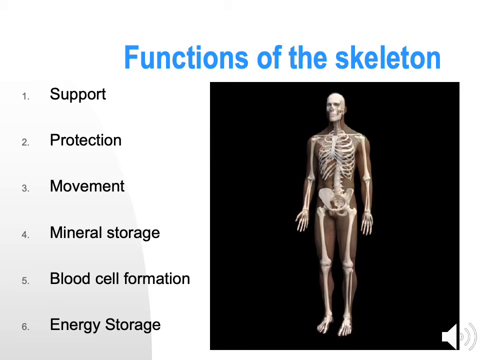Function number 5, blood cell formation. Within particular parts of some of our bones, we have a tissue called red bone marrow. And red bone marrow produces red blood cells, white blood cells, and platelets, all of which are key aspects of our blood. You've probably covered that before in your previous studies, but we will also go over that in semester 2 during the physiology of human performance module. Crucial job though, that those cells are all created through the process of hemopoiesis. Now that is the technical term for blood cell formation.